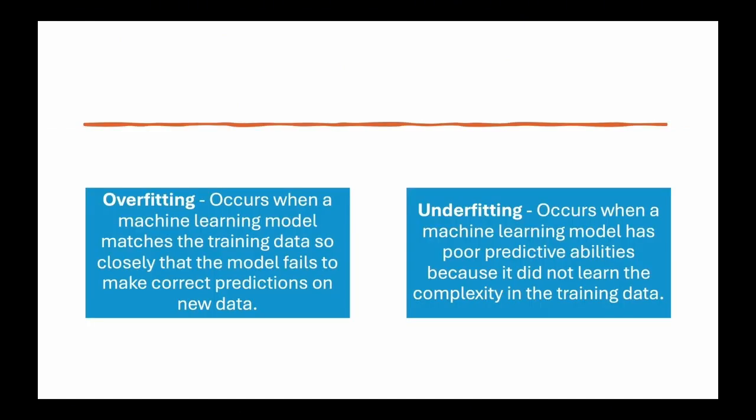Now we have overfitting and underfitting. Overfitting occurs when a machine learning model matches the training data so closely that the model fails to make correct predictions on new data. Underfitting occurs when a machine learning model has poor predictive abilities because it did not learn the complexity in the training data. Underfitting means it doesn't have enough information or enough ability to predict the data. Overfitting is the opposite: it matches the training data so closely that the model fails to make correct predictions on the new data.